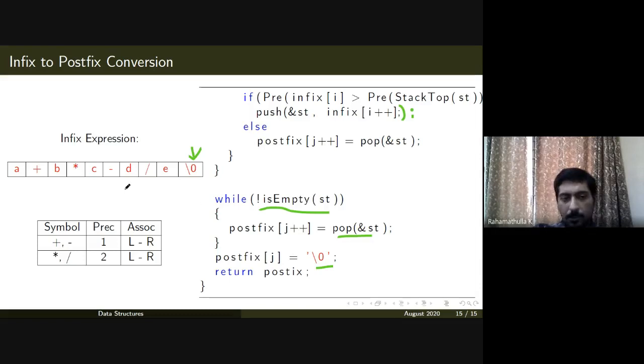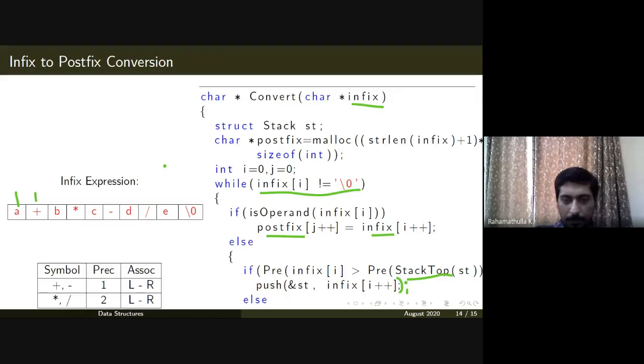So the postfix expression means you will get a string by converting the infix string to postfix. So it's a very simple procedure. You are assuming that each operand and each operator is a character, and that the infix expression is a string. You read it character by character, and if the character is an operand, you directly attach it to the postfix expression. If the character is not an operand, it means it is an operator.